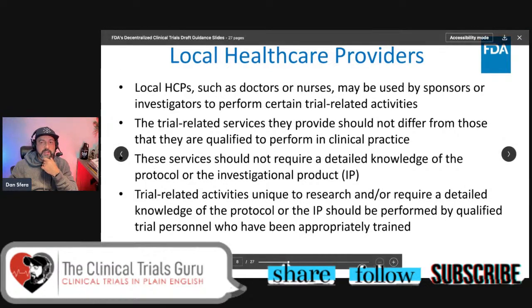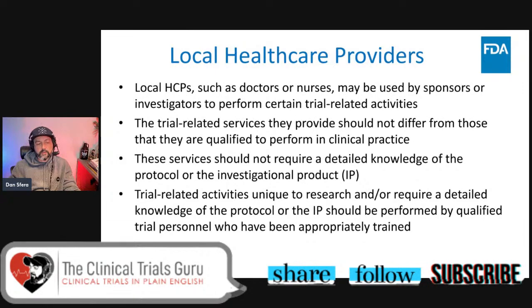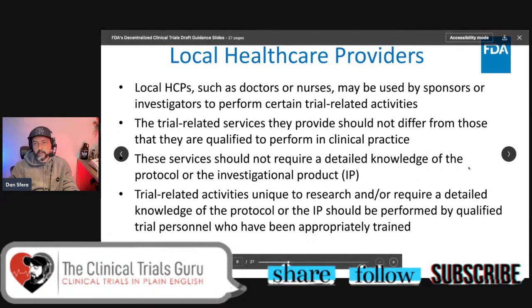But PI oversight, it all boils down to the PI. In my opinion, if a PI has one bad experience doing this, they will never want to do another DCT thing again. So this better work really good. Like the beta version better be the final draft, published version. These services should not require a detailed knowledge.